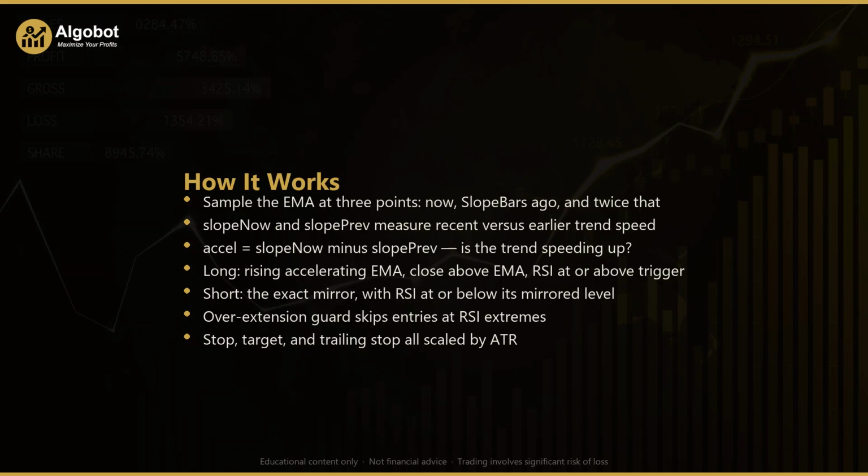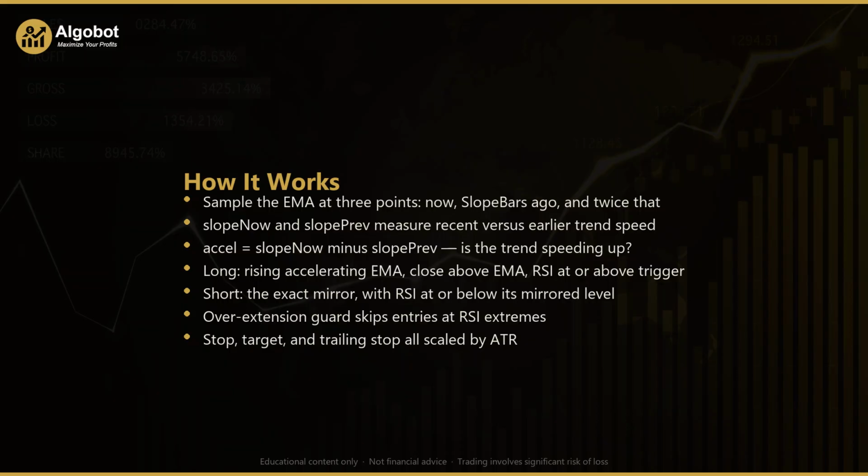For a long setup, things must line up. The recent slope must be positive, so the EMA is rising. The acceleration must be positive, so that rise is getting steeper. The just closed candle must close above the EMA, confirming price is on the upside. And the RSI must be at or above the RsiTrigger level, which defaults to 53, while staying below the overbought guard of 80. That last condition is important. It means the strategy joins momentum as it builds, but steps aside when RSI is already at an exhausted extreme, so it isn't chasing a stretched market.